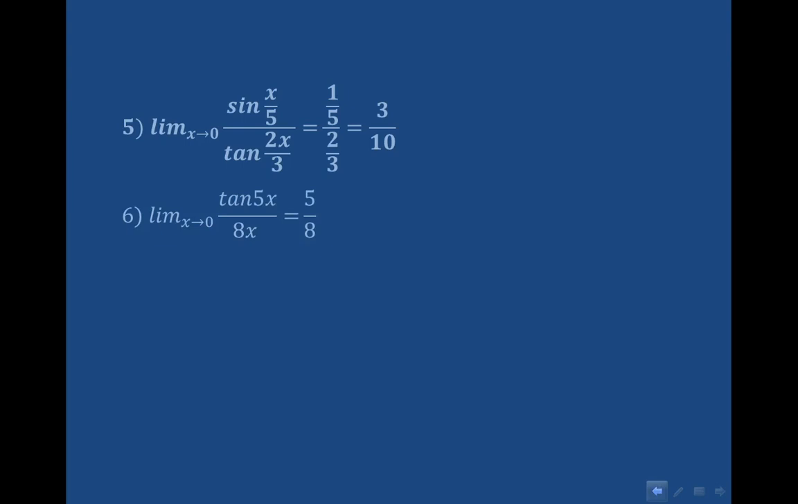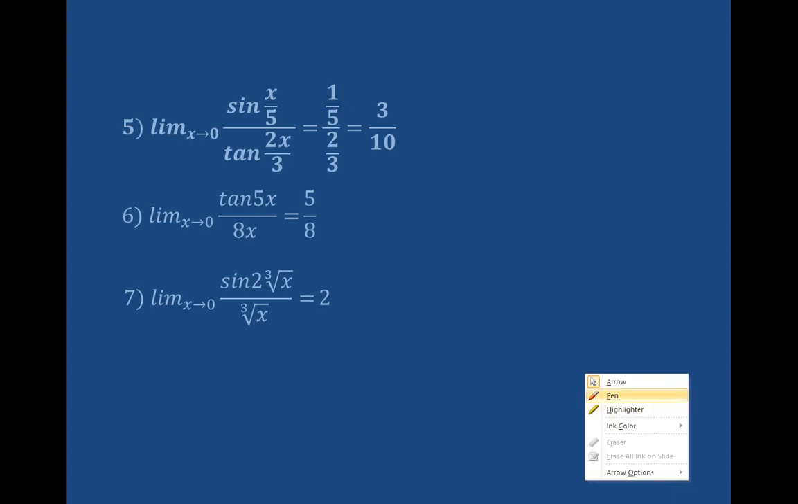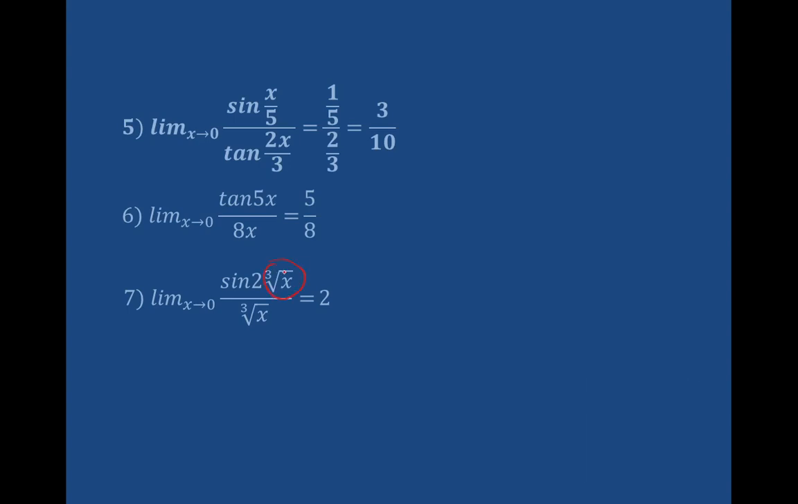Another problem, tan 5x over 8x. Then the limit when x tends to 0 equals 5 over 8. Limit when x tends to 0 of sine 2 cubic root x over cubic root x. Here, in the numerator cubic root x, and in the denominator cubic root x. This is like sine 2x over x. It's the same. Sine 2x over x equals 2. And the limit of sine 2 cubic root x over cubic root x equals 2.